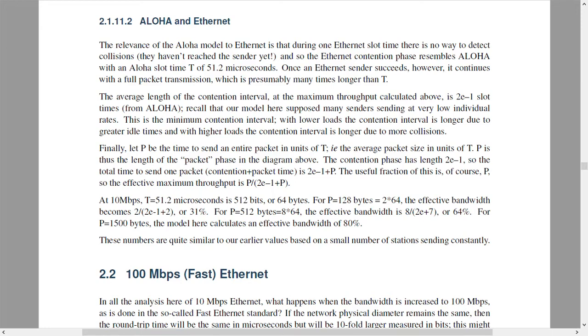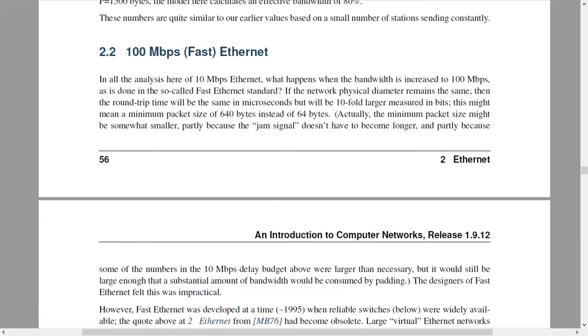In Ethernet, during one Ethernet time slot, there's no way to detect collisions, because they have not reached the sender yet. So it has to rely on collisions to know when the line is busy. The Aloha time slot has a little bit different time length, so there is a difference between those two models.